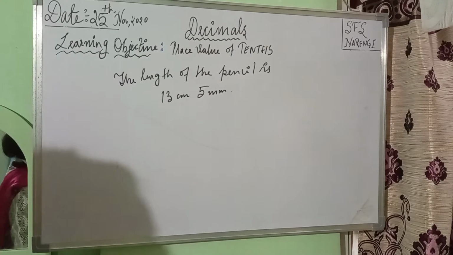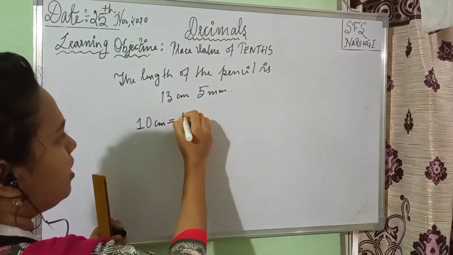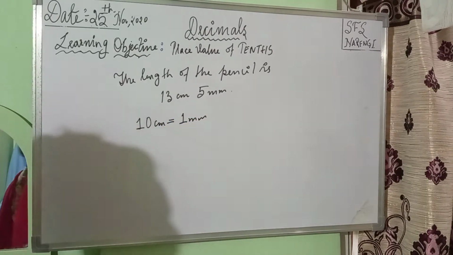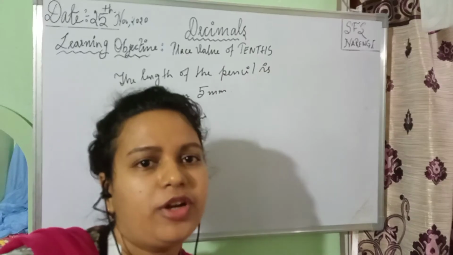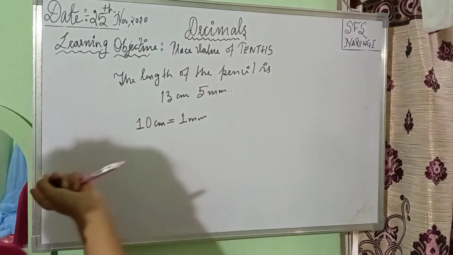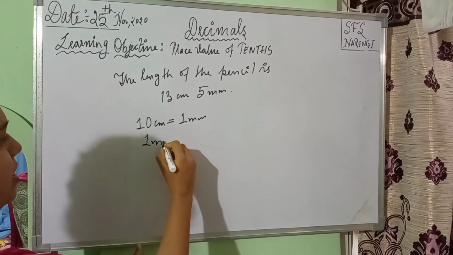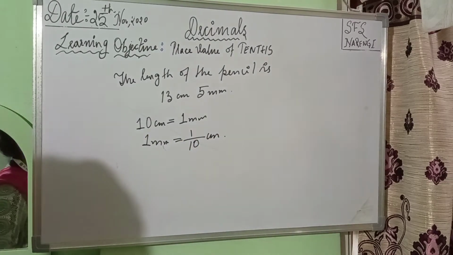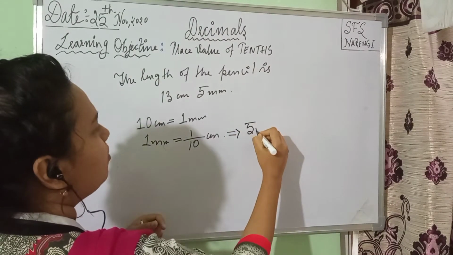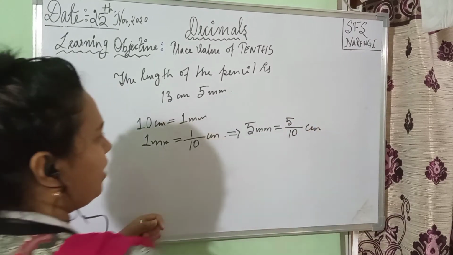Okay, children, so we all know that 10 millimeters equals 1 centimeter, right? I'm sure you have seen this measurement in your classes before. So if I use the unitary method, 1 millimeter will be equal to 1 by 10 centimeter. So I can say that 5 millimeter is equal to 5 by 10 centimeter, right?